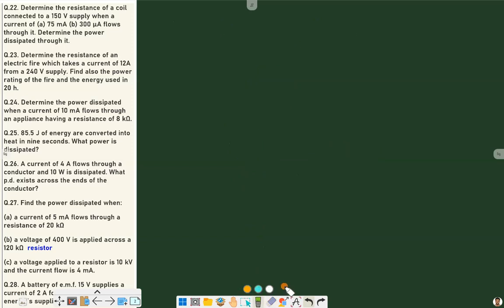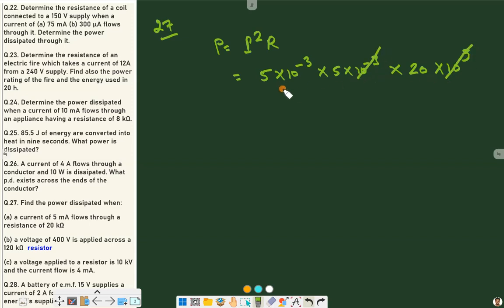Moving to the next question, 27. Find the power dissipated when 5 milliampere current flows through a resistance of 20 kilo ohm. We know power is I square R. Current is 5 milliampere, so 5 into 10 to the power minus 3. This is current square into R, 20 kilo ohm, 20 into 10 to the power 3. This will give 500 into 10 to the power minus 3, or 0.5 watt.